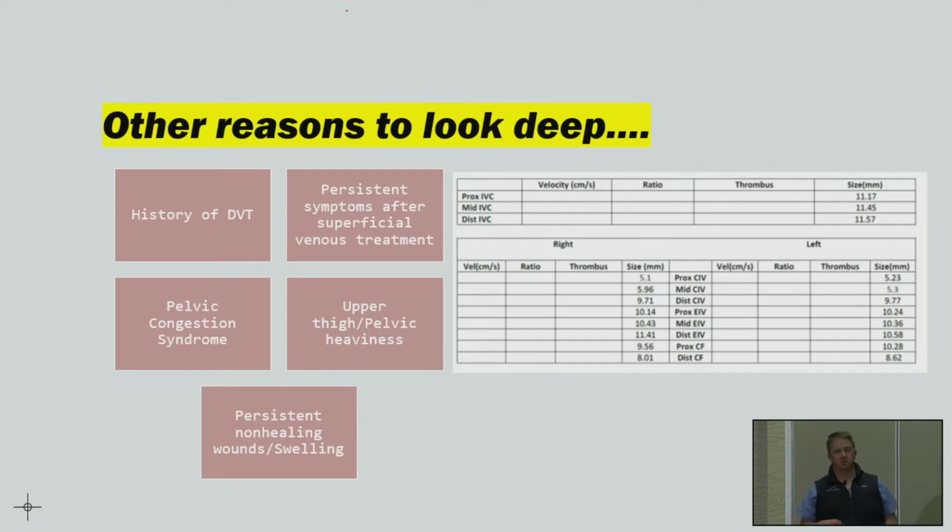Patients who present with pelvic congestion syndrome, we'll talk about that more in depth tomorrow, but pelvic heaviness, pain with intercourse, heavy menstrual periods, those are all signs and symptoms of pelvic congestion syndrome. You should always think about the central venous system when you're evaluating these patients. And they may have GYN pathology as well, but I think it's important to at least think about it. And oftentimes in the GYN community, it's not thought about. Upper thigh pelvic heaviness can be symptoms of the chronic venous compression up top and persistent non-healing wounds despite adequate therapy.